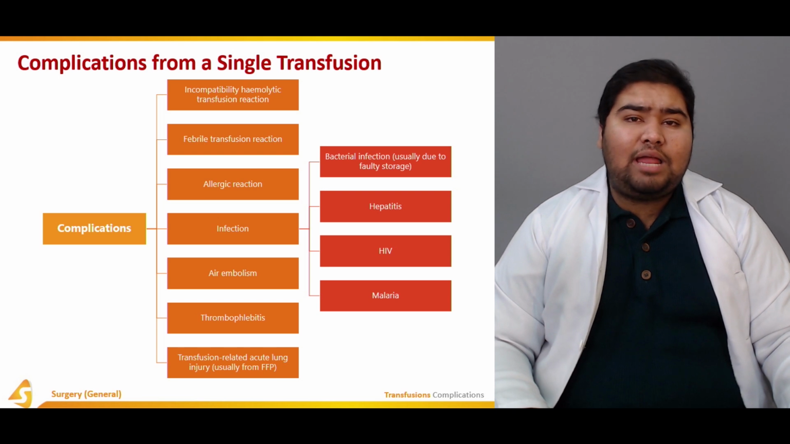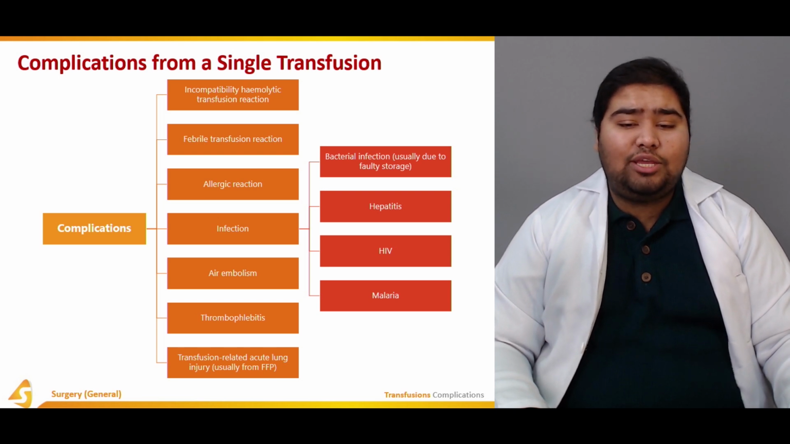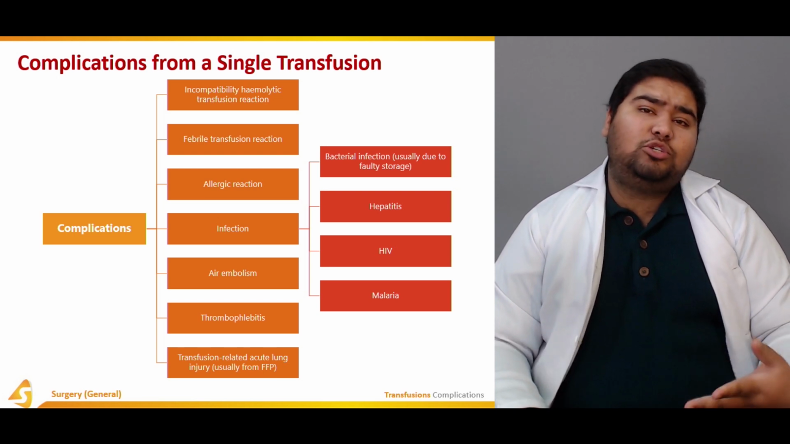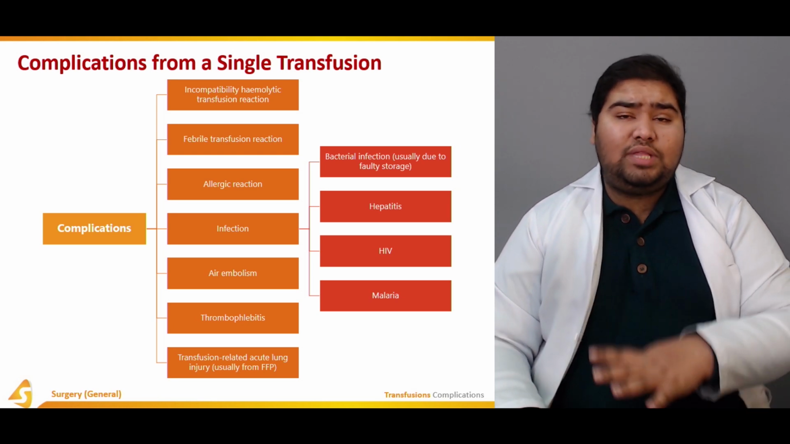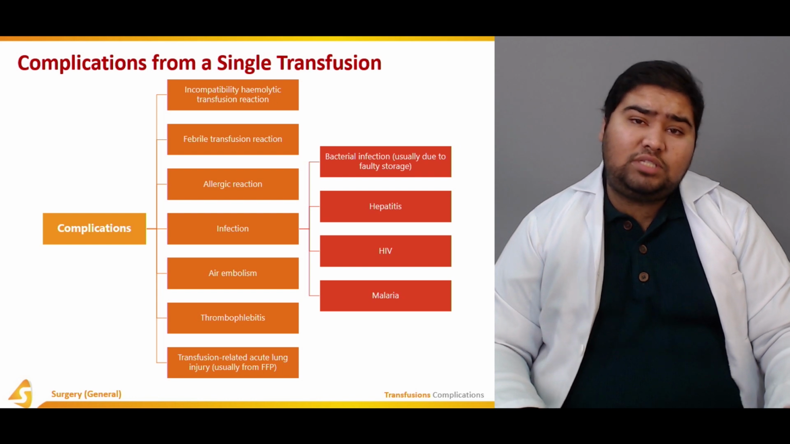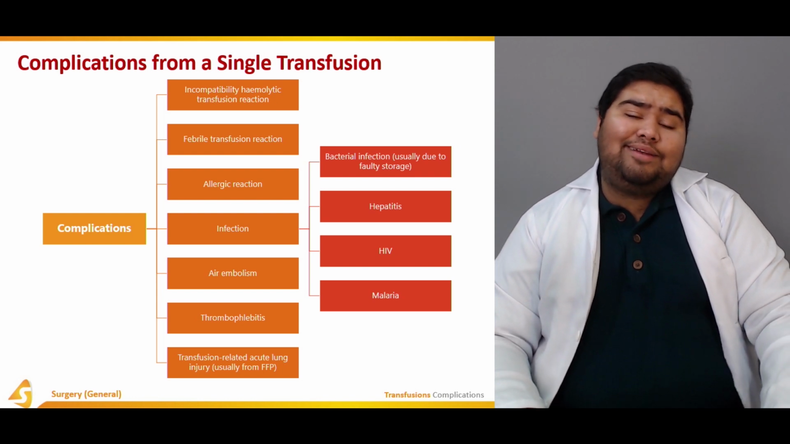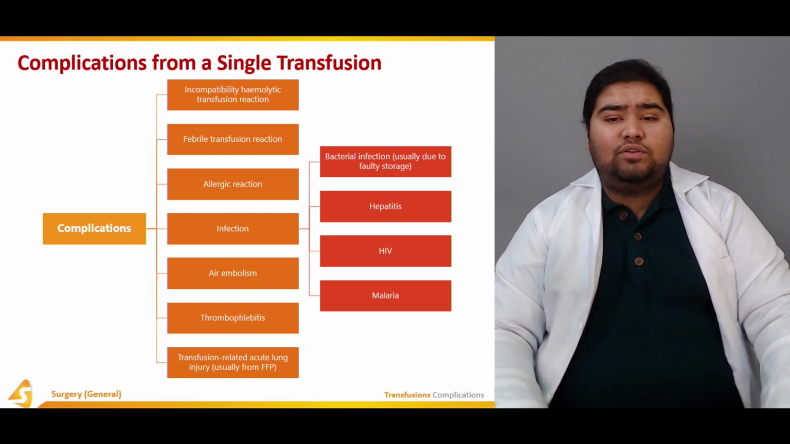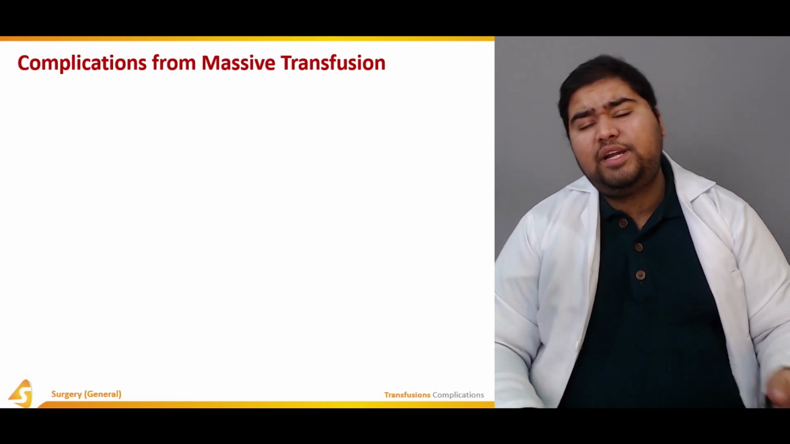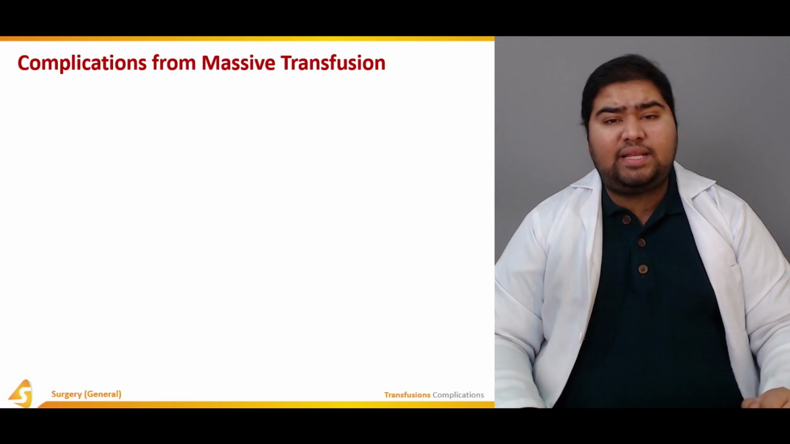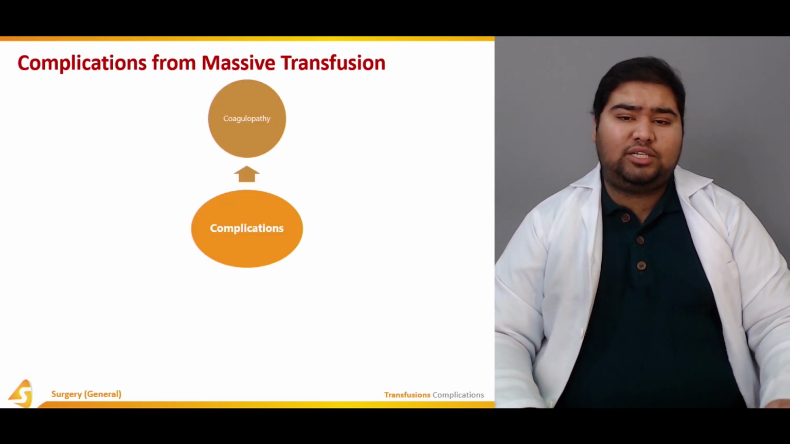And finally, there can be transfusion related acute lung injury. It usually occurs from the fresh frozen plasma. So these are some of the complications that can result from single transfusion reactions. Now, with massive transfusion reactions, we have massive problems. Let's see what the complications are.